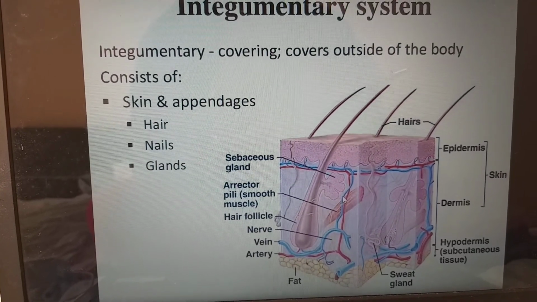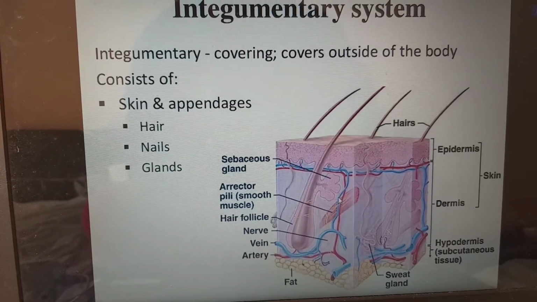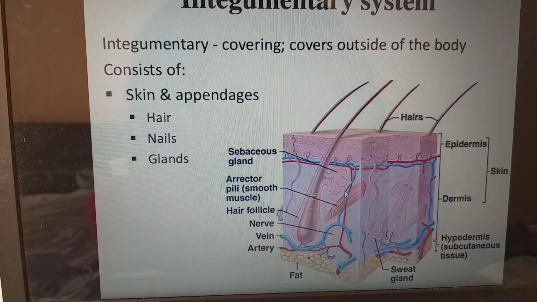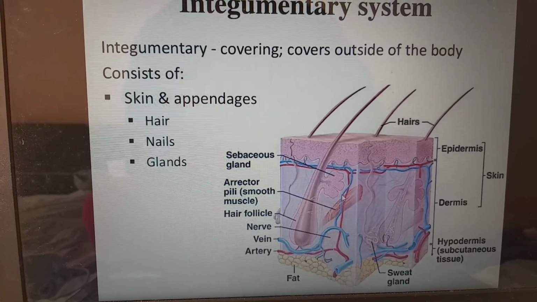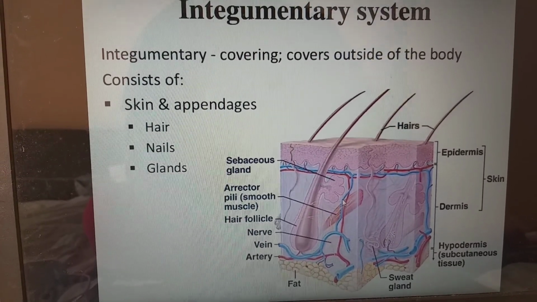In this video, we are going to see about the integumentary system. It is nothing but the coverings which cover the outside of the body, consisting of skin and appendages like hair, nails and glands, all together covering the whole body. We call it the integumentary system.